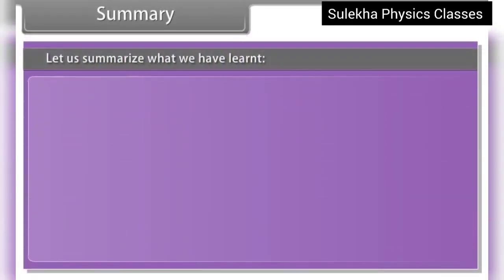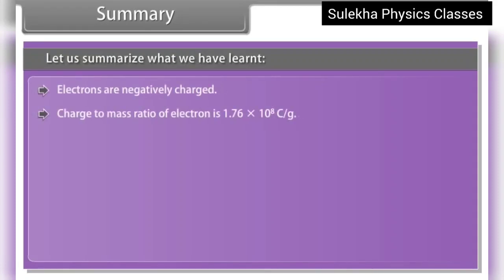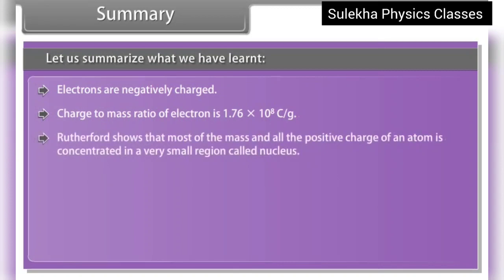Summary. Let us summarize what we have learnt. Electrons are negatively charged. The charge to mass ratio of an electron is 1.76 × 10^8 coulombs per gram. Rutherford showed that most of the mass and all the positive charge of an atom is concentrated in a very small region called the nucleus.